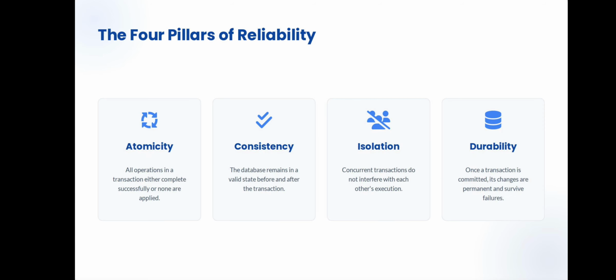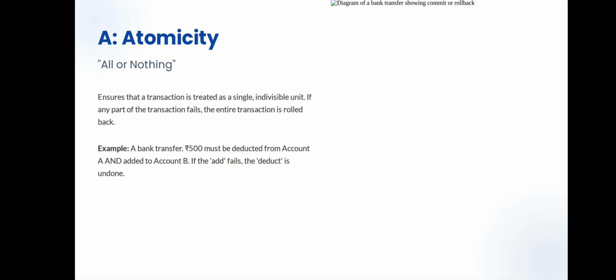Now, what are the four pillars of reliability? First one is atomicity, consistency, isolation, and durability. Atomicity means the transaction should be all or nothing. Atomicity ensures that the transaction is treated as a single unit that either completes fully or does not complete at all. No partial completion is allowed. If any step fails, then the entire transaction is rolled back. Why do we need this? To prevent inconsistent and half-executed operations.